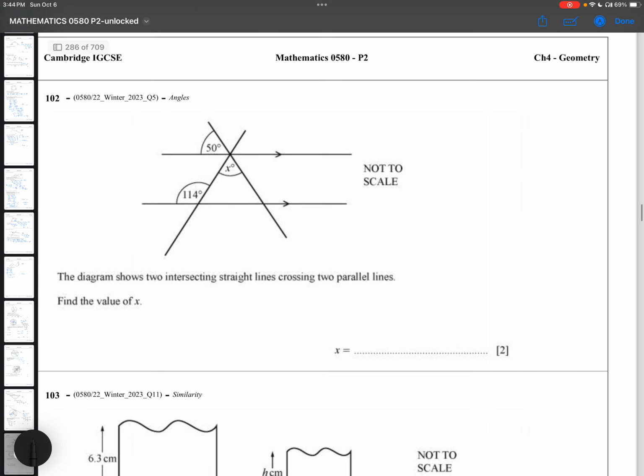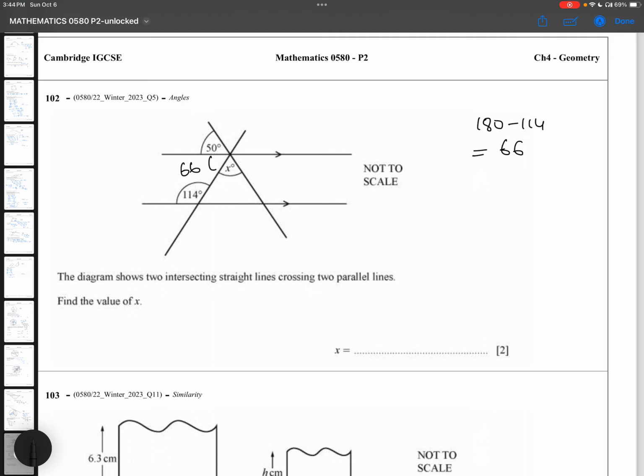Let's move to question number 102. The diagram shows two intersecting straight lines crossing two parallel lines. Find the value of x. First, we need to get this angle. This is the interior angle of 114. So to get this, we need to subtract 114 from 180. This is equal to 66 degrees.